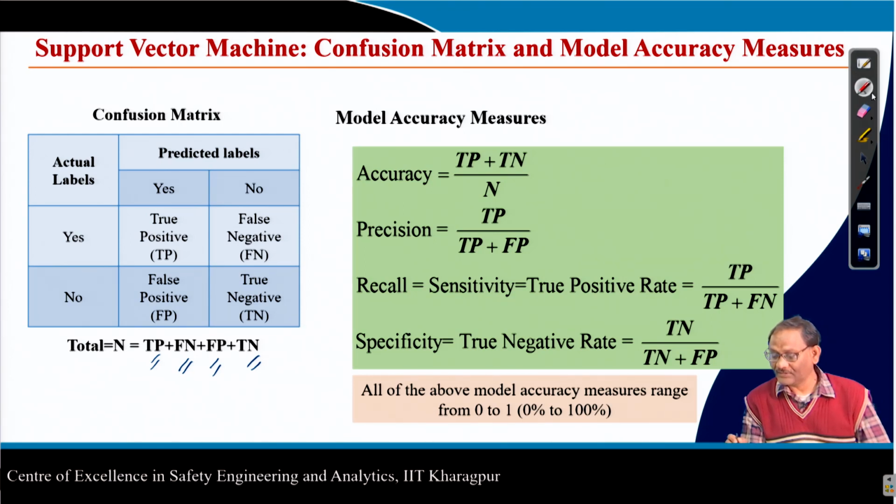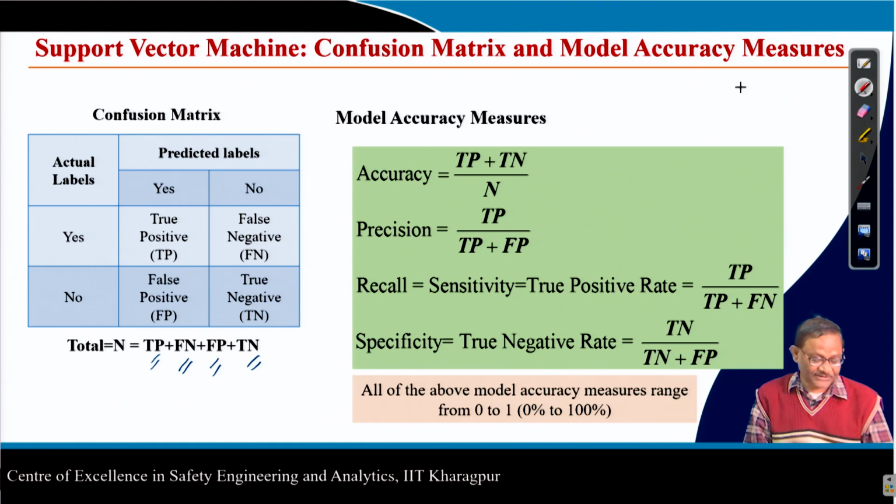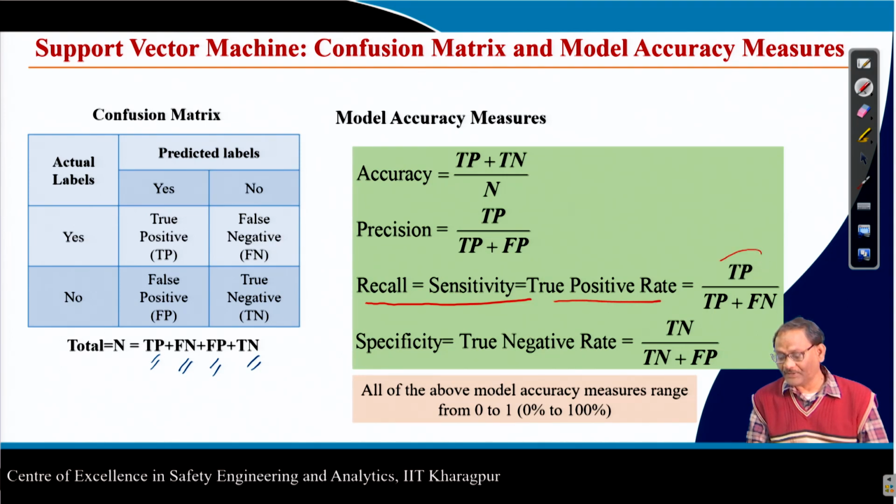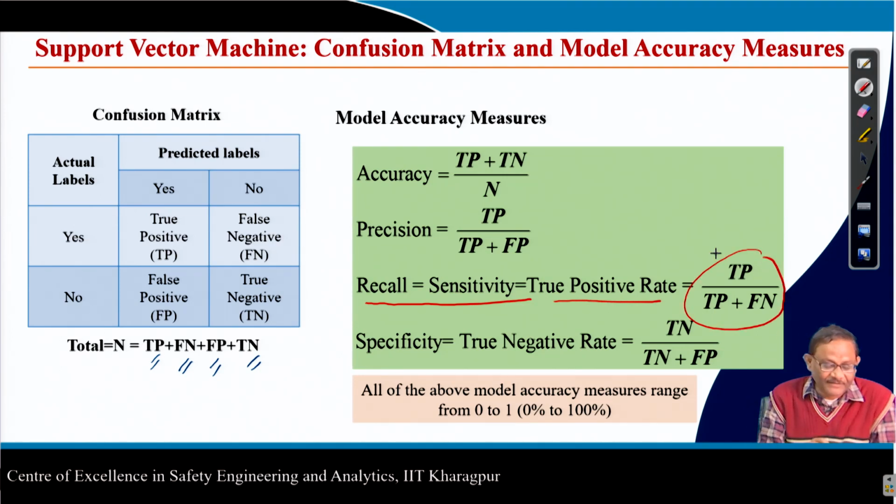Using this information, you will be able to compute accuracy, which is true positive plus true negative by the total number of observations in the confusion matrix. You can compute precision, which is true positive by true positive plus false positive. You can use recall, sensitivity, which is the true positive rate, that means TP by TP plus FN.